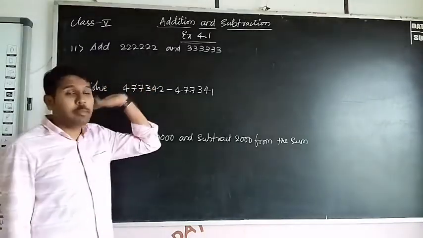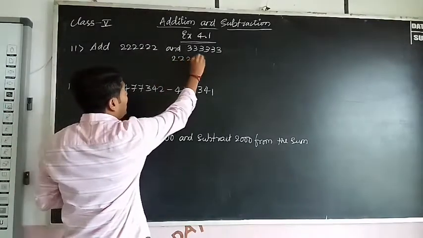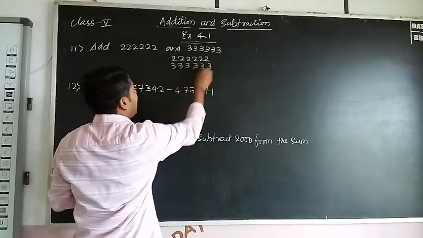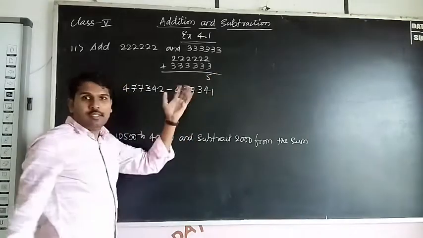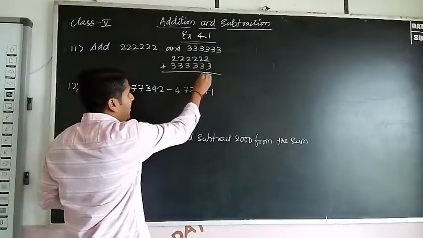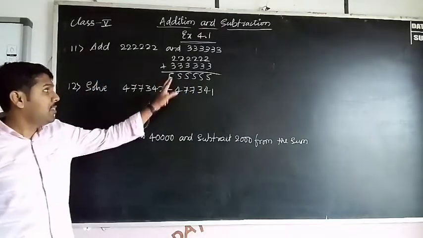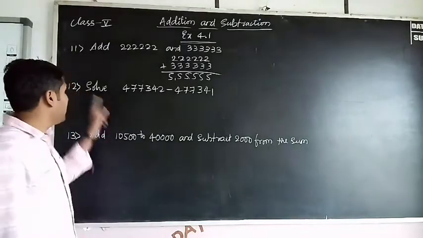Next 11th one. Add these two numbers. So how to add this? Just addition. 2, 2, 2, 2, 2, 2. 3, 3, 3, 3, 3, 3. So what will get the answer? 2 plus 3, 5. All numbers are same means everything is 5 only. So answer is 5,55,555.